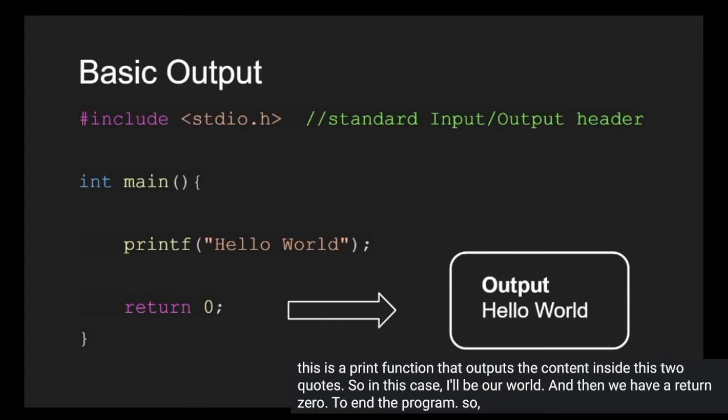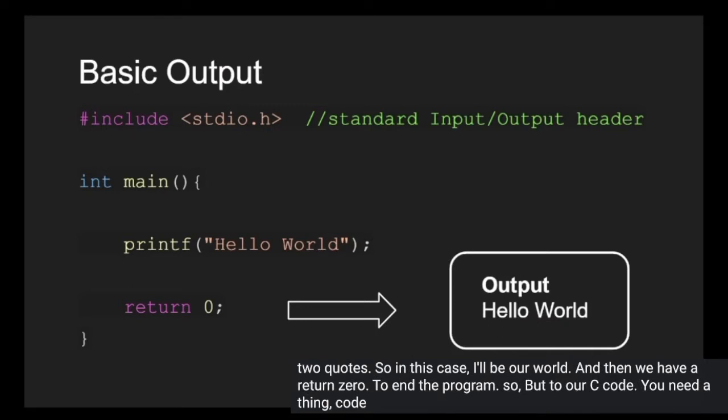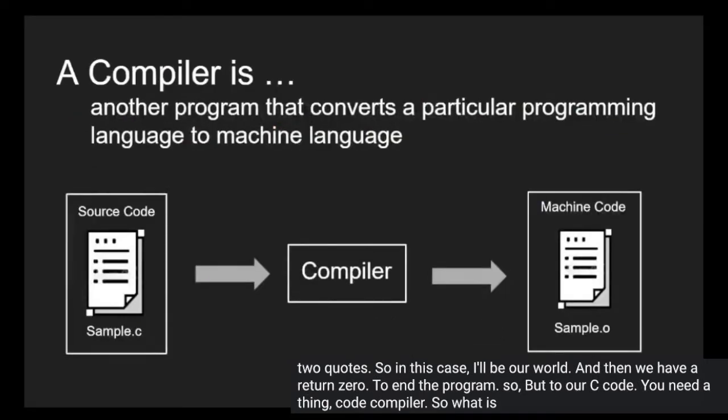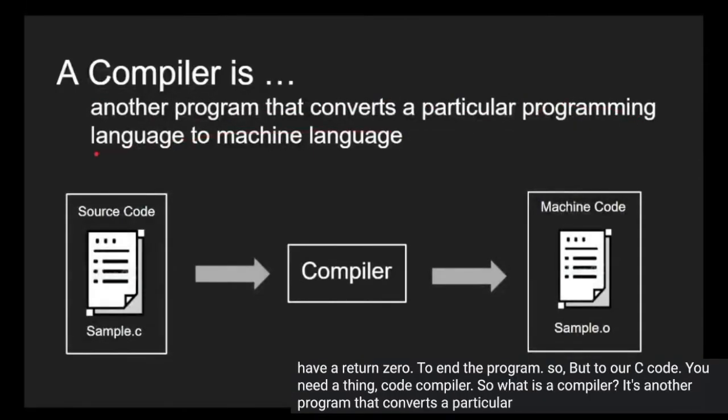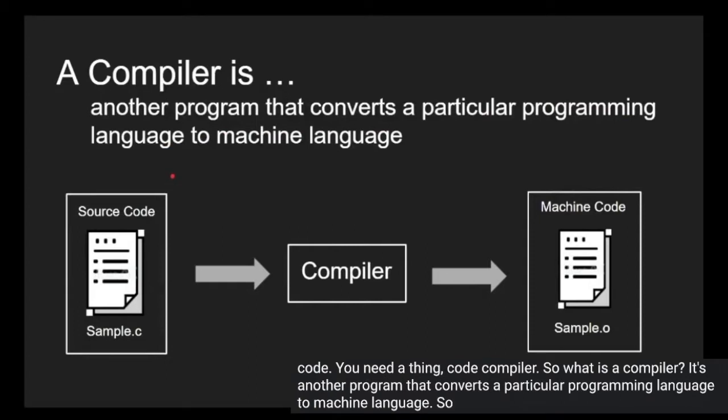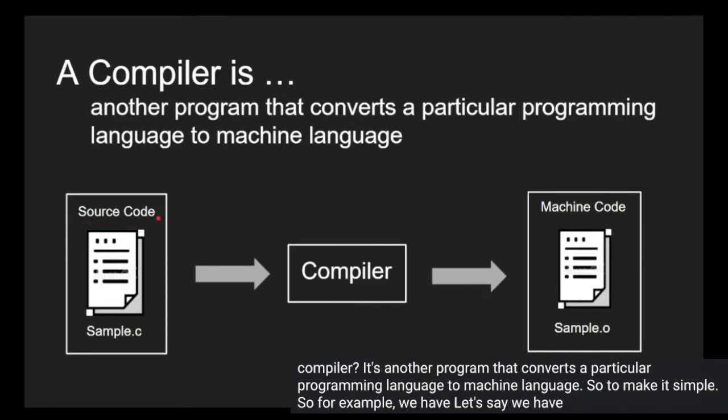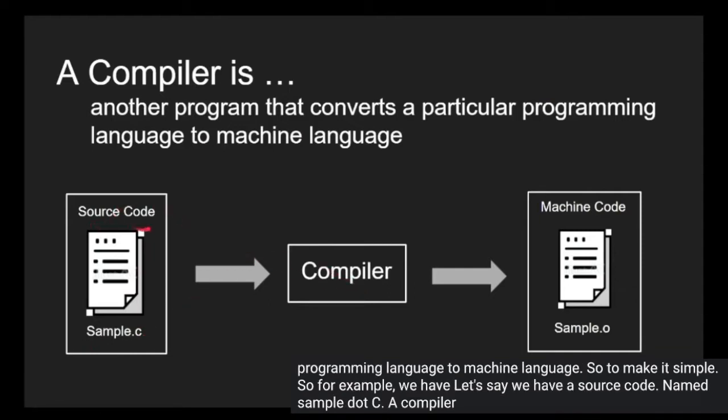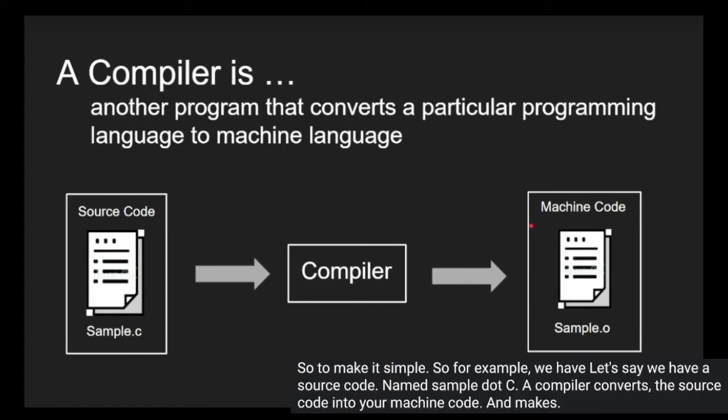But to run C code, you need a thing called a compiler. So what is a compiler? It's another program that converts a particular programming language to machine language. So to make it simple, let's say we have a source code named sample.c. A compiler converts this source code into machine code and makes an object file named sample.o.